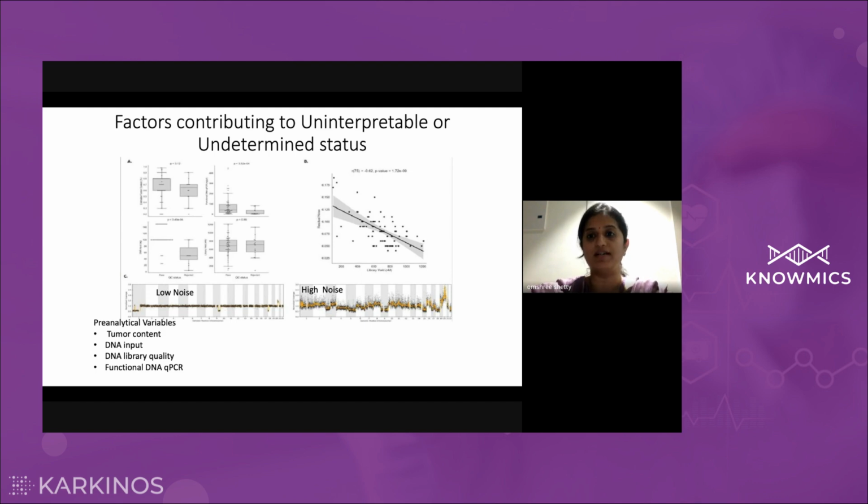And even tumor content is extremely important. And also, once you have adequate tumor, you will have better DNA. But if DNA library quality is suboptimal, you will not be able to figure it out. And functional DNA qPCR, we do not do it, but some of the laboratories do it as a measure of checking the purity of it. So even that would matter.